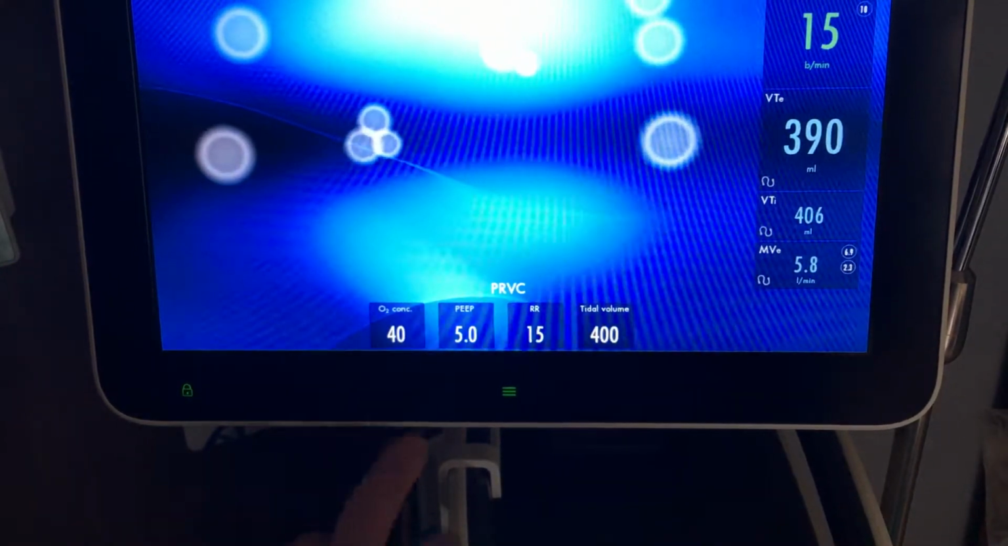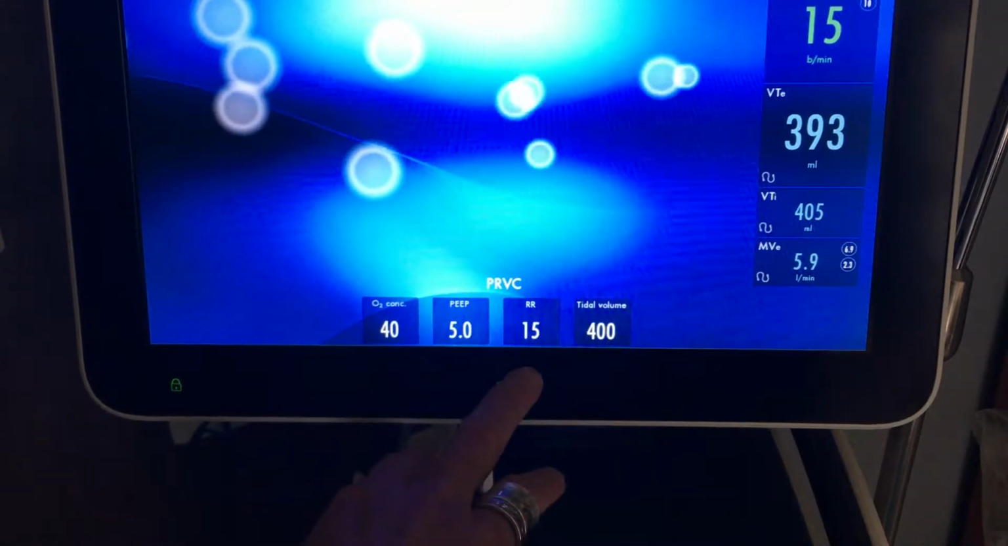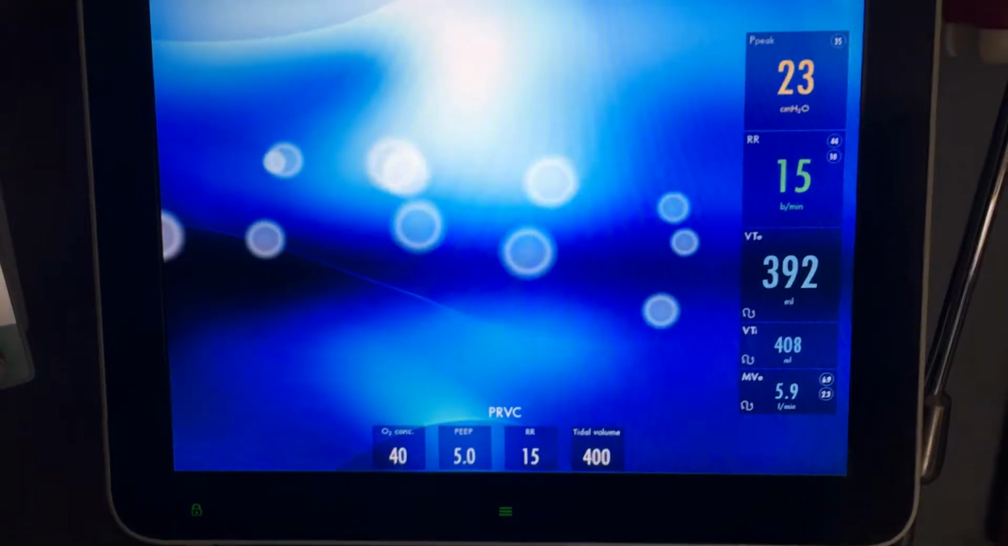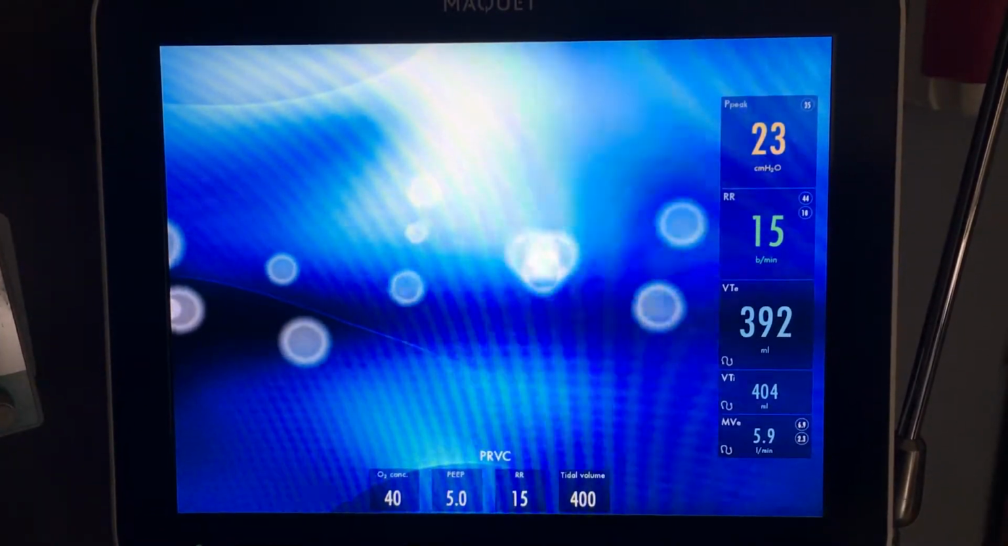They're on an O2 concentration of 40%. They're on 5 PEEP. The respiratory rate is set at 15 and tidal volume is 400. So that's where you'll get your settings for what the patient is on and for your charting purposes.